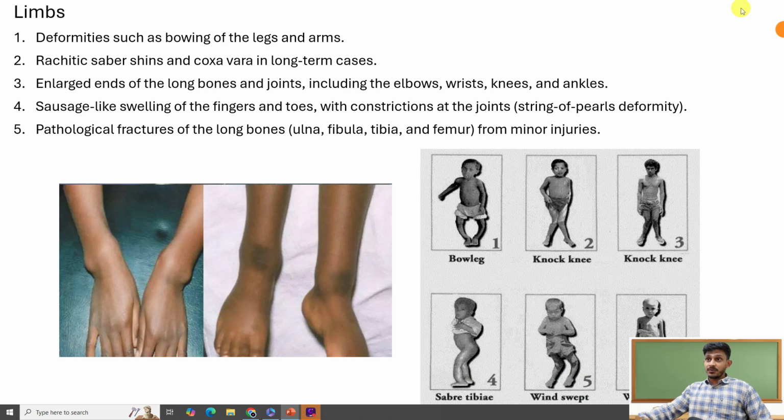In the limbs, the main thing we can see is because of the changes at the physis. I told you the physis enlarges both vertically and horizontally. So the enlarged ends of long bones, especially where the physis is present, are thickened and widened. Sausage-like swelling of fingers with constrictions at the joints, string of pearls deformities, bow legs, knock knees, windswept deformity, where there's varus of one and valgus of the other, genu recurvatum, or you can see saber shins, where the tibia is bowing anteriorly, and various deformities in the arms and legs.